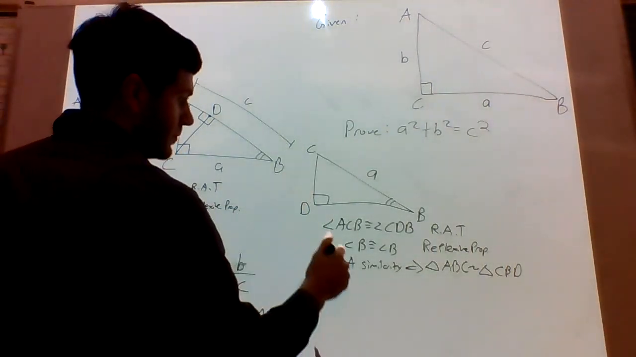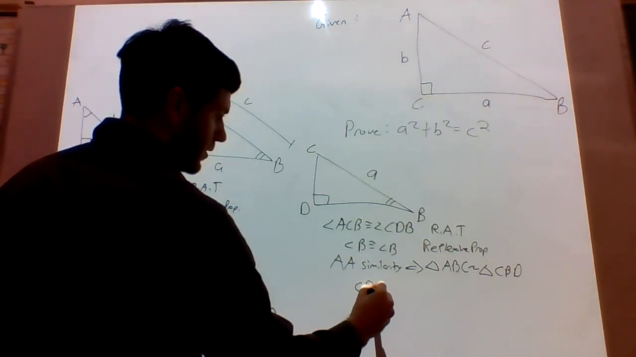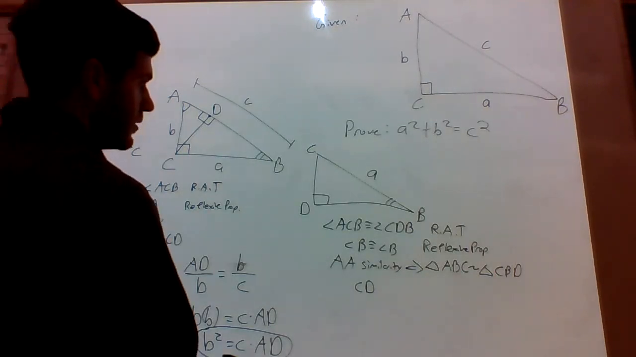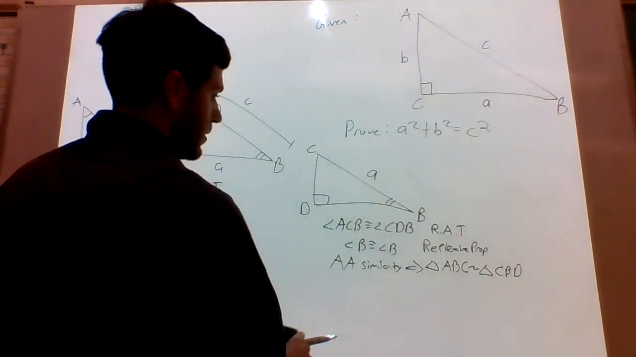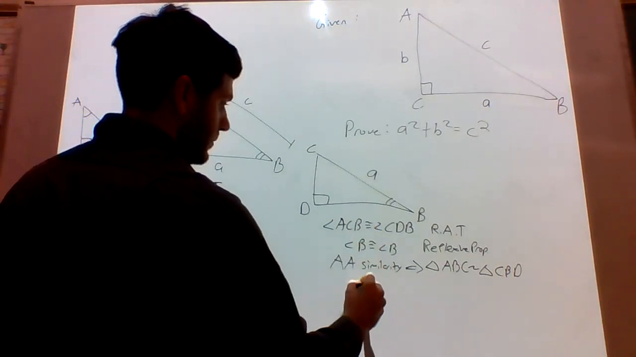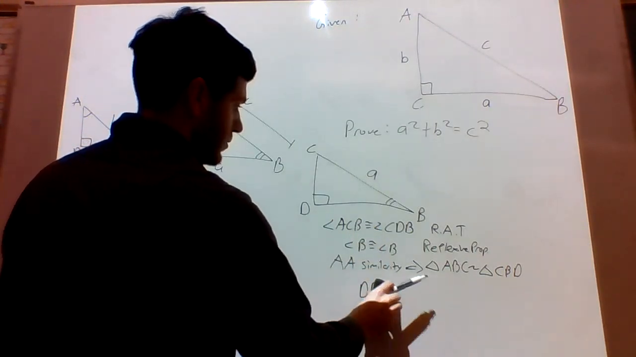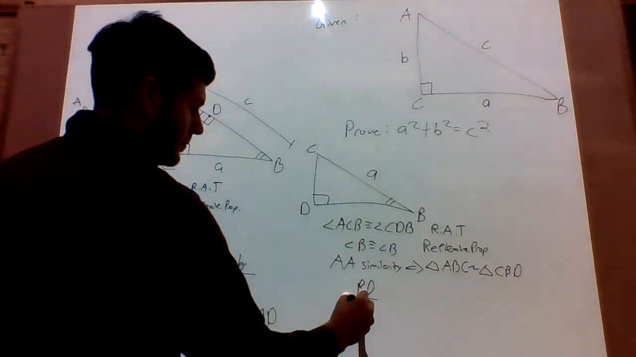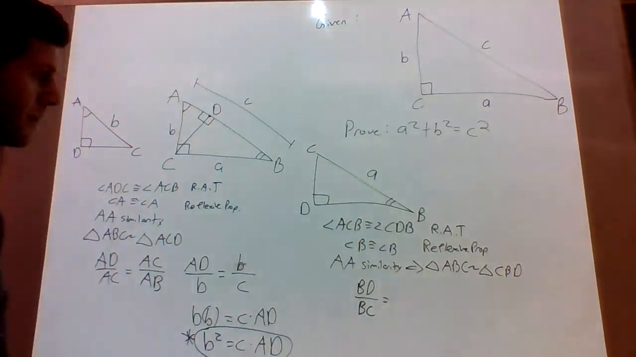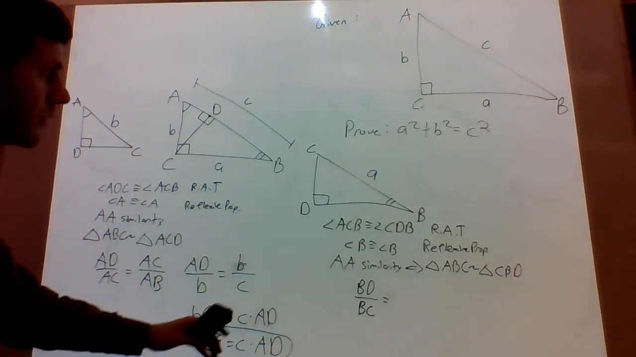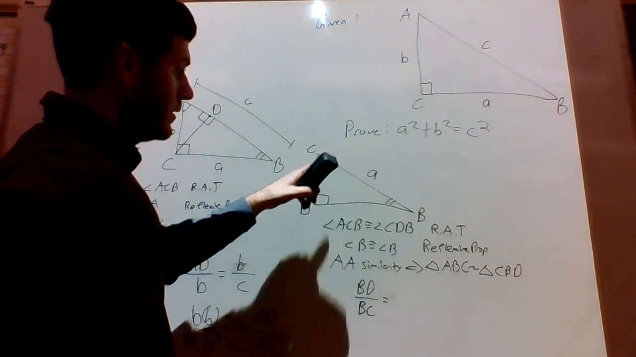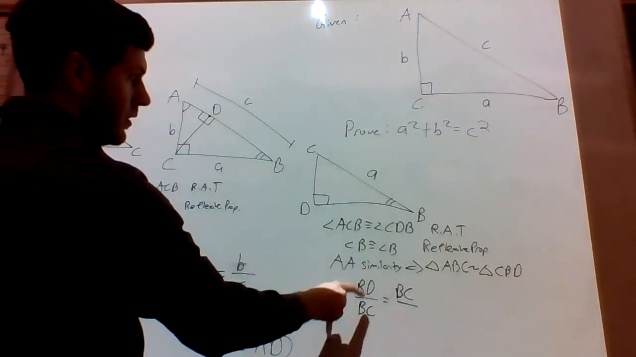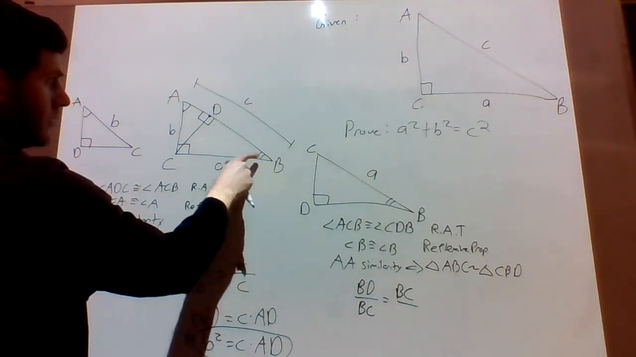Let me make sure I'm doing this right. Let's go with BD. BD corresponds with BC. And then BC corresponds with BA. So BD corresponds with BC, and then BC corresponds with BA.